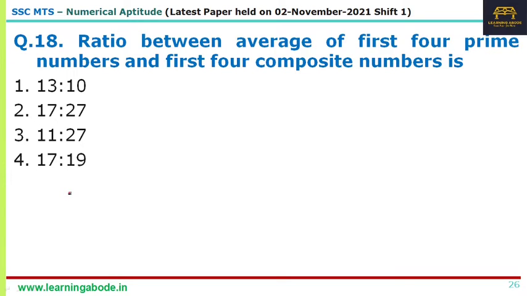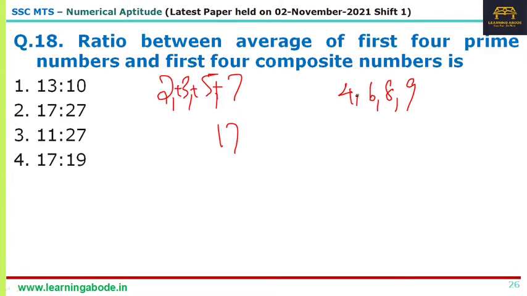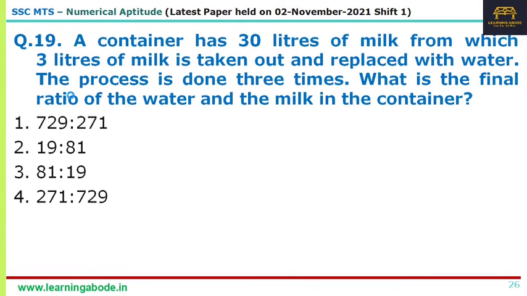Question number 18. Ratio between the average of the first 4 prime numbers and the first 4 composite numbers. The first 4 prime numbers are 2, 3, 5 and 7, and the first 4 composite numbers are 4, 6, 8 and 9. You have to do the calculation carefully. The sum is 5 plus 5 is 10, 10 plus 7 is 17, and here it is 4 plus 6 is 10, plus 8 is 18, and 27. So 17 is to 27. That's there in answer option 2. Question number 18, answer option 2 is the answer.